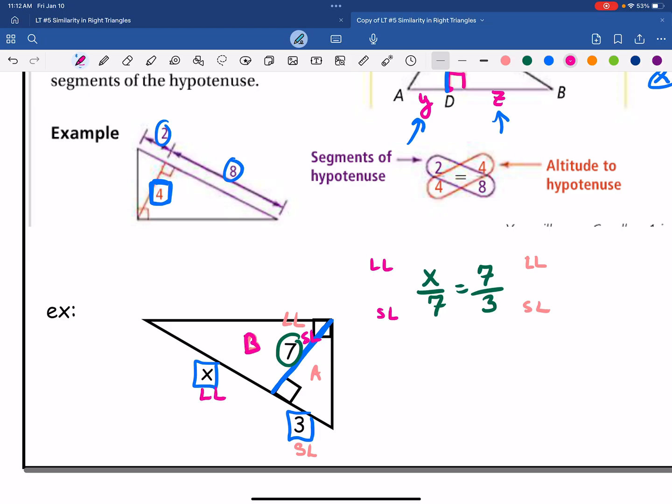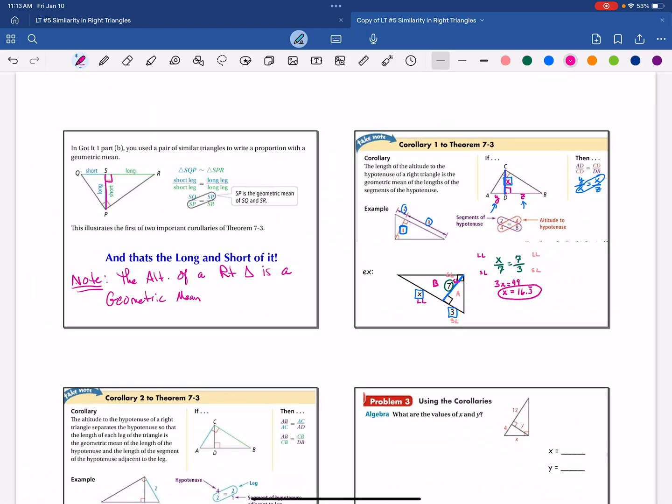When you cross multiply, you get 3x equals 49. Divide by 3, and we get x is 16.3 repeating. So there are multiple ways to set that up. Cross products will give you 16.3 repeating. This is our first corollary.